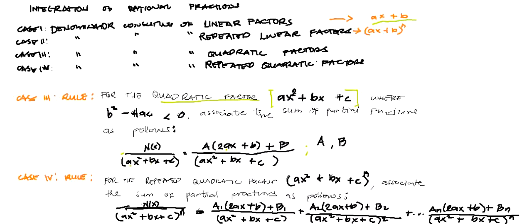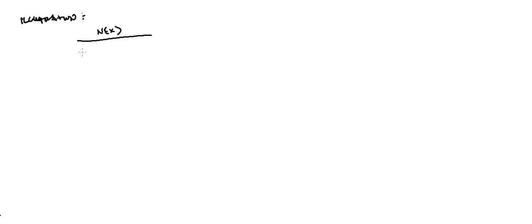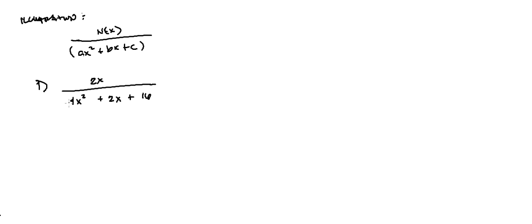Okay, so for illustration, let's see how to apply this rule. Let me rewrite our form. Say we have some function of x. Say we have 2x all over 4x squared plus 2x plus 16. Say we have something like this.